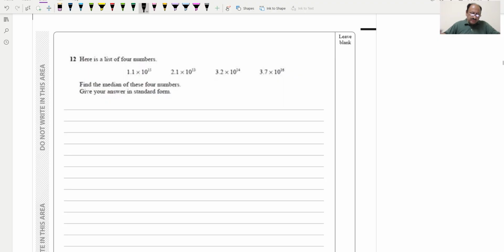Now this is question number 12, and it says here is a list of 4 numbers. Find the median of these 4 numbers, give your answer in standard form. First of all we have to arrange them. For the median it's compulsory that you arrange them in order, in ascending or descending order, whatever you like. So we can arrange them in ascending order.